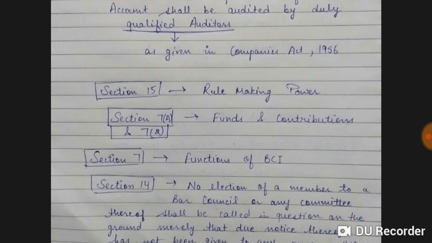Section 15 is the rule making power. Section 15 provides the rule making power to the Bar Council of India. Section 7A and Section 7(2) deal with the funds and contributions made by the Bar Council of India. Section 7 in whole tells about the functions of Bar Council of India.